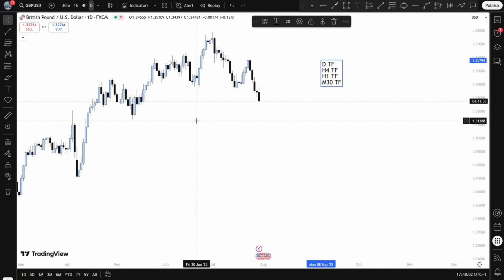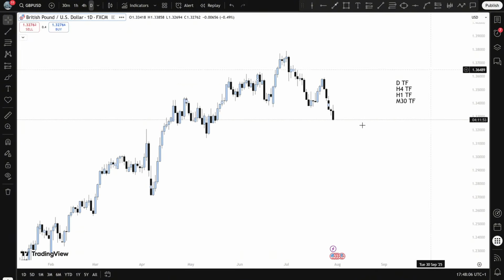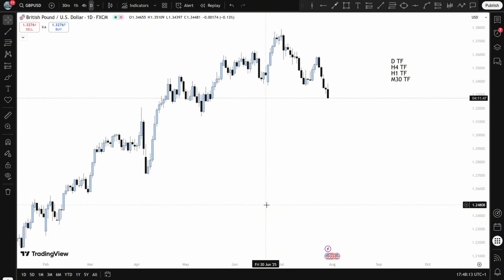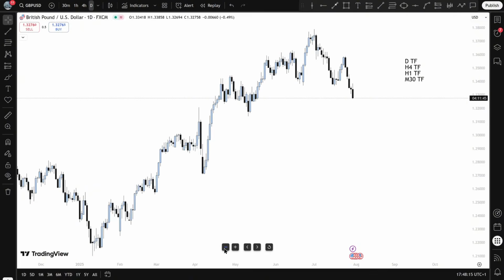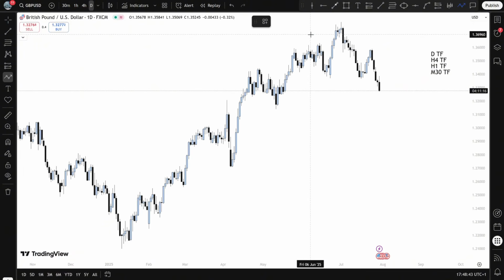Now, what do we do with all these time frames? The first thing you need to do with this system is to identify the trend of the market from the higher time frame. And which is the higher time frame? The daily time frame and the 4-hour time frame. The 1-hour time frame and the M30 time frame are our entry time frames.